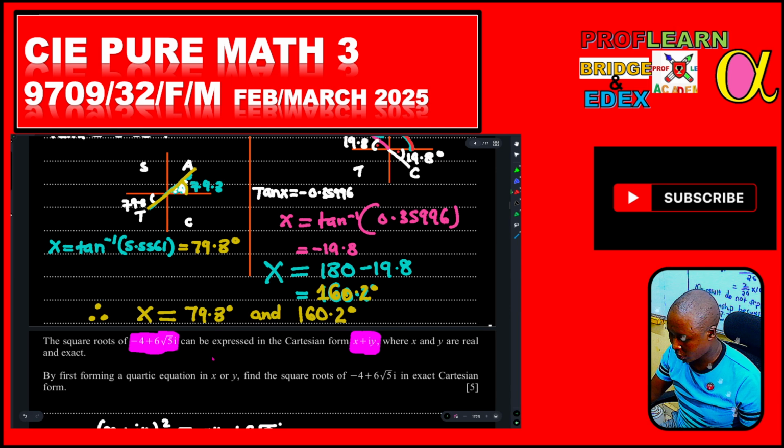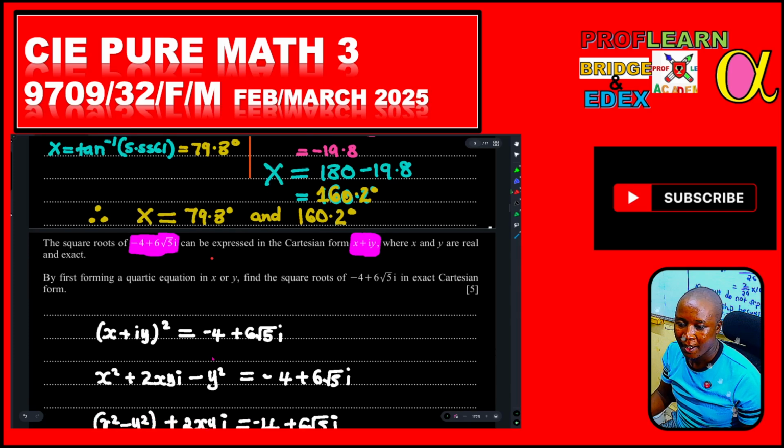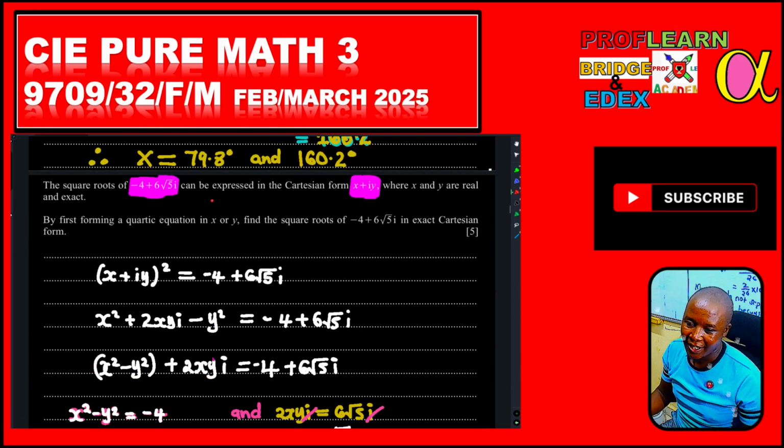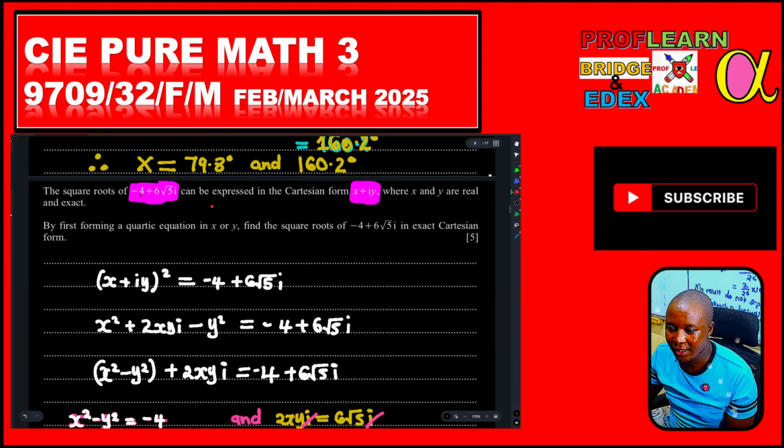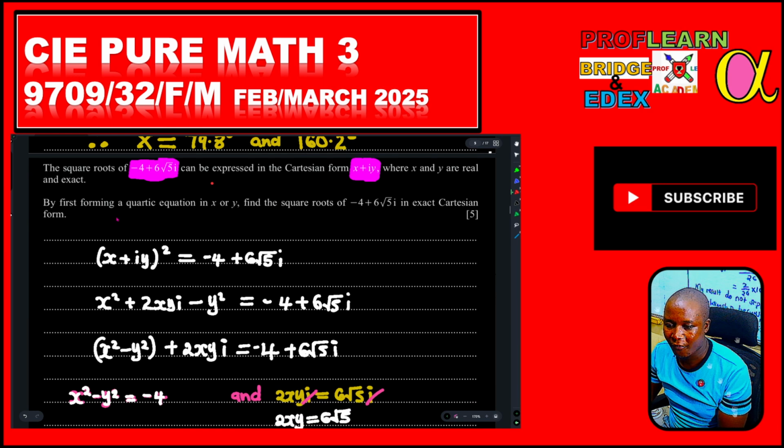Let's move to the next question that gave most of the students a hard time and heart attack during the exam, and the question was from complex numbers. And some of those students forgot how a square root of a number works. Now you are told the square root of -4 plus 6 root 5i can be expressed in the Cartesian form x plus iy, where x and y are real and exact. So by first forming the quadratic equation in x and y, find the square roots of this in exact Cartesian form.